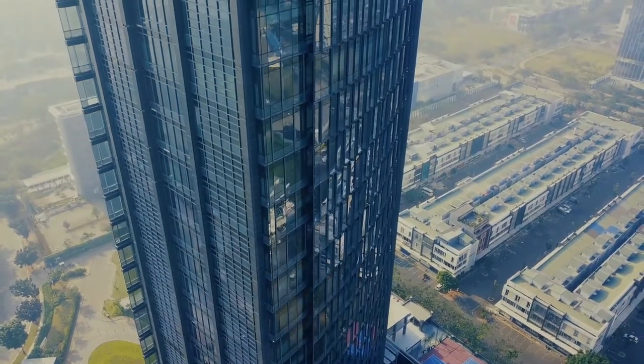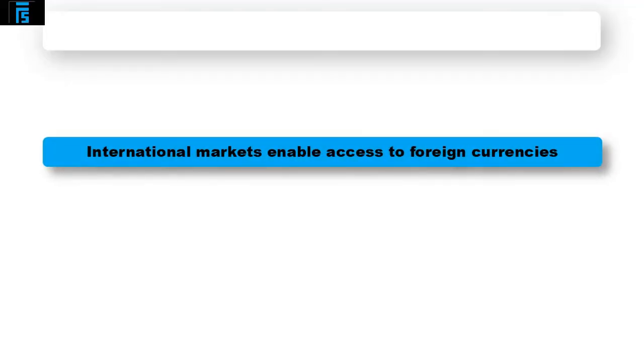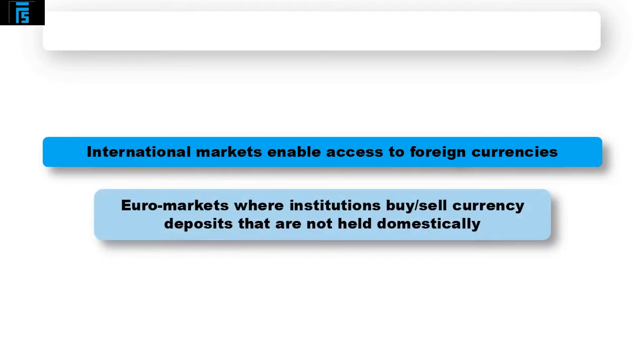There are national and international capital markets. National markets tend to be smaller. International markets enable organizations to access foreign currencies. The main international markets are the euro markets and the foreign bond markets. The euro market is an international capital market organised by international commercial banks, where financial institutions buy and sell currency deposits that are not held in their country of origin. Companies who have a high credit rating can raise finance in a foreign currency.